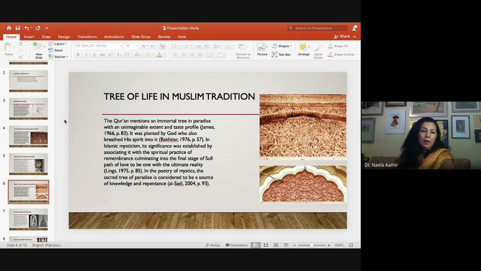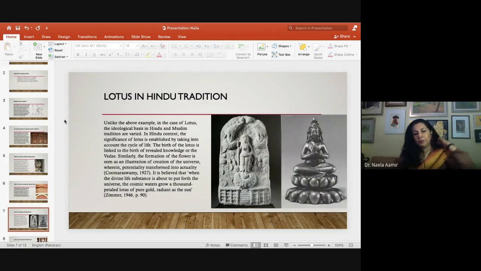Now, unlike the other example, in the case of the lotus, the ideological basis in Hindu and Muslim traditions are varied. In Hindu context, the significance of lotus is established by taking into account the cycle of life. The birth of the lotus is linked to the birth of the revealed knowledge or the Vedas. Similarly, the formation of the flower is seen as an illustration of creation of the universe, wherein potentiality transformed into actuality. It is believed that when the divine life substance is about to put forth the universe, the cosmic waters grow a 1,000-petal lotus of pure gold radiant as the sun. In Hinduism, it is also associated to fertility, abundance, purity, and beauty.